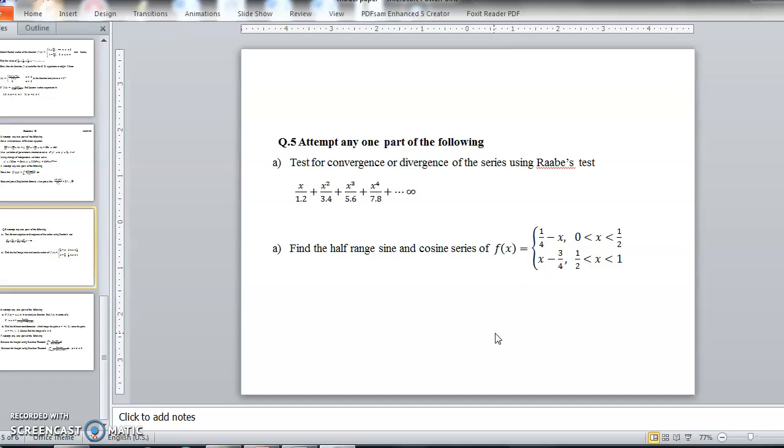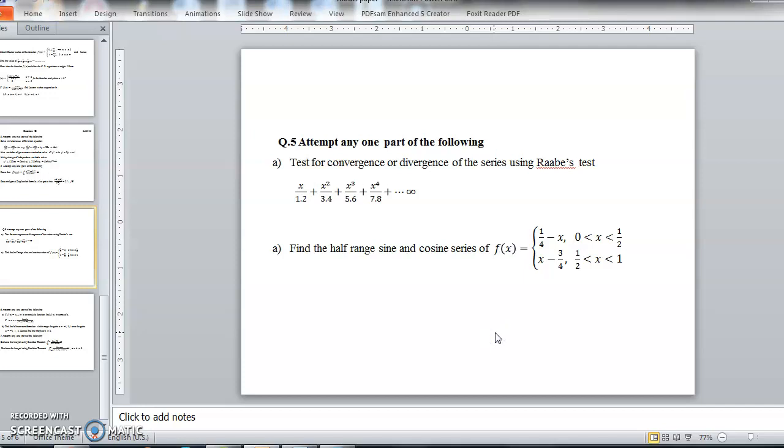The next part, find the half range sine and cosine series. Here you know that in sine and cosine series the value of L is equal to the upper limit, and the upper limit is 1, so L equal to 1. And then find the sine and cosine series for this one.